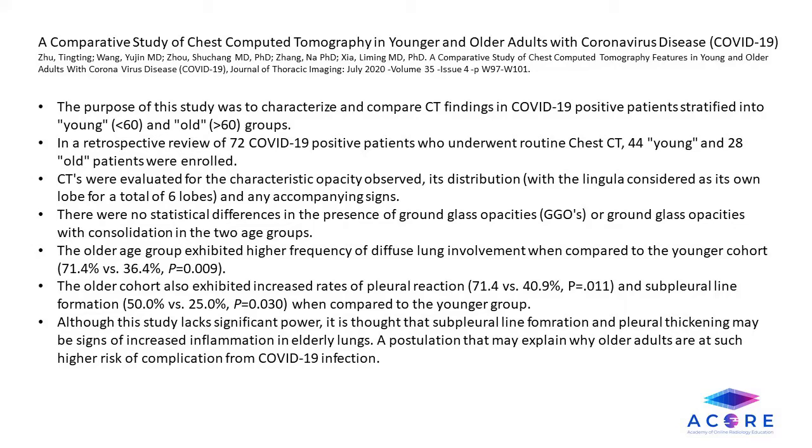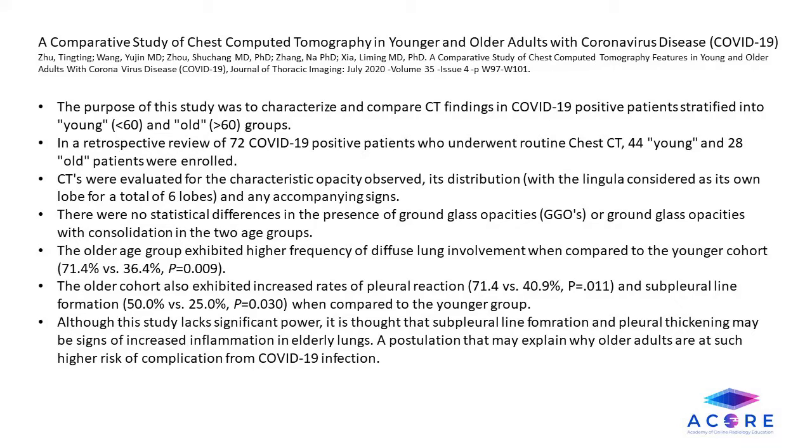traction. Although the power of the study is relatively small with a cohort of only 72 patients, the researchers observed the most common presenting features of symptomatic COVID-19 in adults. The older patient group were noted to have a statistically significant difference in lung involvement, with 68% of this group exhibiting involvement in all 6 lobes compared to only 37% of cases in the young patient group.